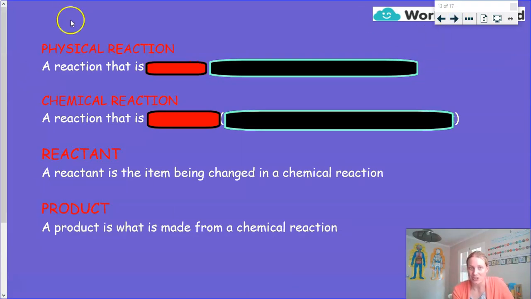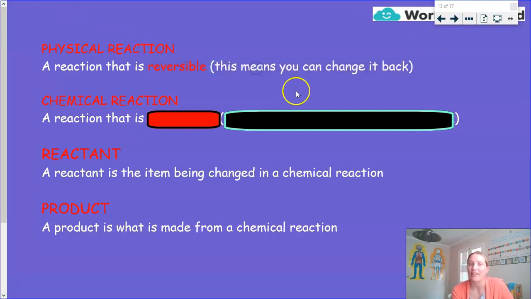So let's have a quick look at the words that you have to know today. A physical reaction is a reaction that is reversible, and that means it can go back. So now if you think right the way back to the beginning of this lesson, when I started going through with you some examples of changing state, I showed you water freezing into ice and then melting again from ice back to water. That is an example of a physical reaction. It is reversible. I can go backwards. And a good way to think of that is if you're reversing a car. If your parents are driving and they reverse their car, they're going to go backwards.